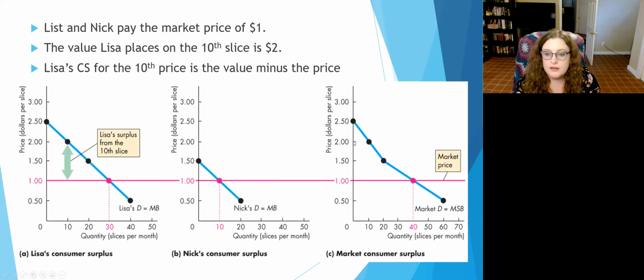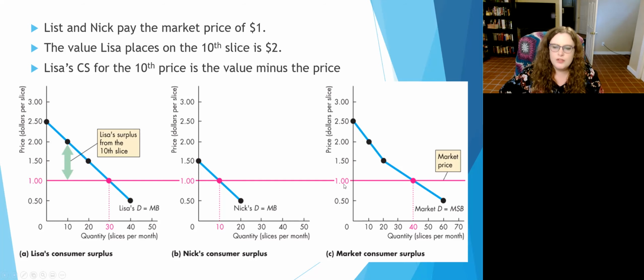So at $2, well, who purchases at $2? At $2, we would have Lisa purchasing 20 and Nick purchasing 0. So here in the market, we would have what? Oh, no, that's 10 for Lisa. My bad. So Lisa would be buying 10. Nick would be buying 0. At $2 here, we see that 10 are bought in society.